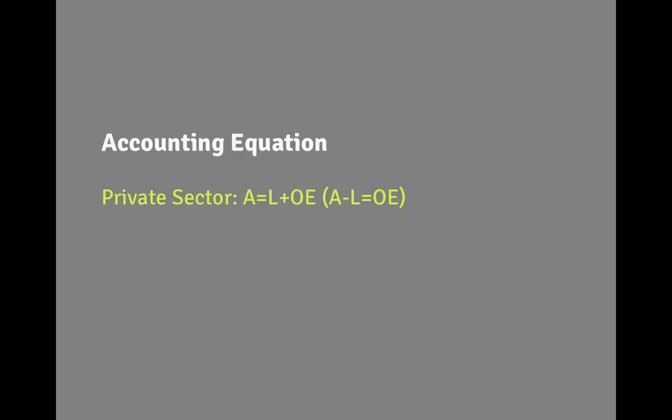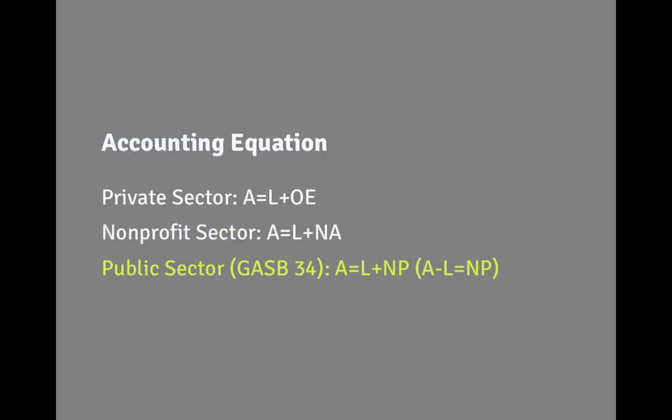The accounting equation is very important for you to understand. In the private sector, the statements are set up so the assets equal the liabilities plus the owner's equity. Now, the way I really think about it is that assets minus liabilities equals owner's equity. And if you look at those 2 statements, it only takes a little bit of algebra to go from one to the other. In the nonprofit sector, the accounting equation is assets equals liabilities plus net assets. So here, the difference between your liabilities and your assets is referred to as the net assets.